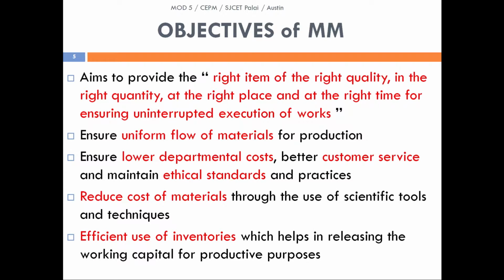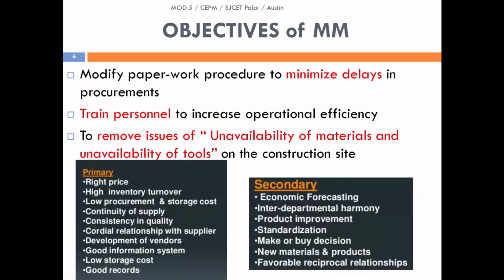The fifth one is the efficient use of inventories, which helps in releasing the working capital for productive purposes. Which kind of inventory control measures can be properly chosen, for that the material management can be done properly. Next one, sixth one, modify paperwork procedure to minimize delays in procurement. So if we are going through a work, and if we need to procure some material at the earliest, and if we are going through a lot of paperwork, then it causes delays which causes interruption to work. So this has to be avoided. So modify the paperwork procedure to minimize the delays in procurement.